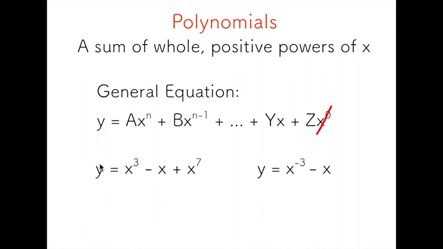Considering two examples, the function on the left is a polynomial because you can see I'm adding or subtracting a series of x terms with whole positive powers. The function on the right is not a polynomial. The exponent on the first x term is -3, which is not a positive power of x.